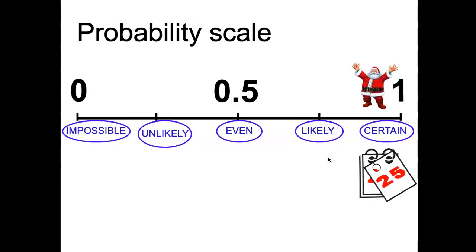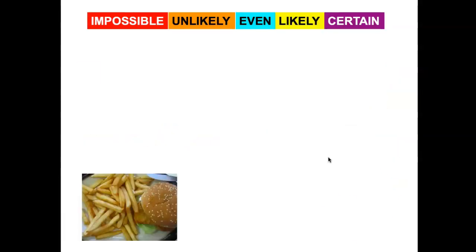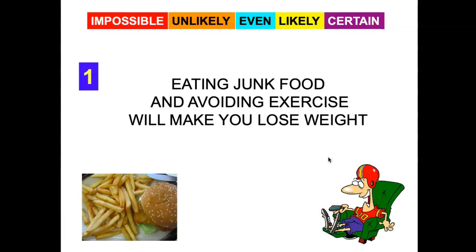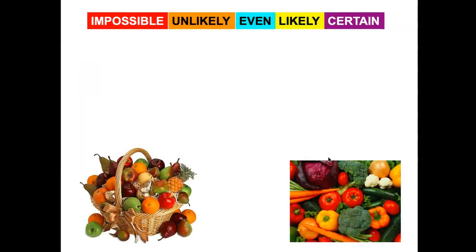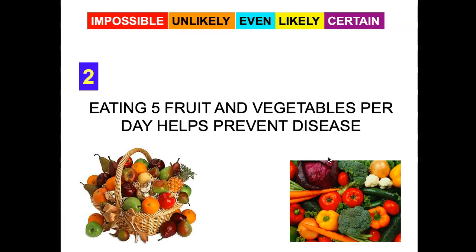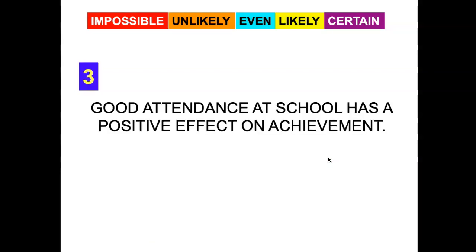Okay. So following this, get ready with your notebook just to practice. I am going to give you different events and then answer them using the words. So your words are impossible, unlikely, even, likely, and certain. Okay, so here's the first event. Number 1, eating junk food and avoiding exercise will make you lose weight. Describe the probability of this event. Number 2, write it down in your notebook. Describe the probability of this event. Eating 5 fruits and vegetables per day helps prevent disease. Number 3, good attendance at school has a positive effect on achievement.